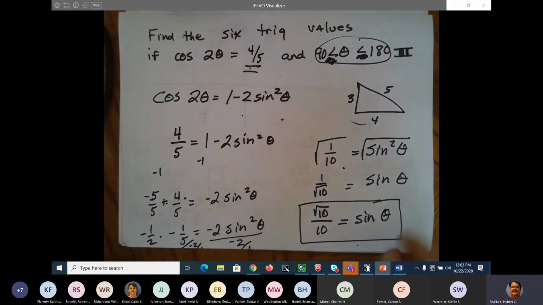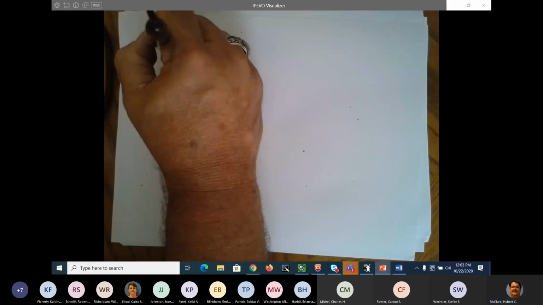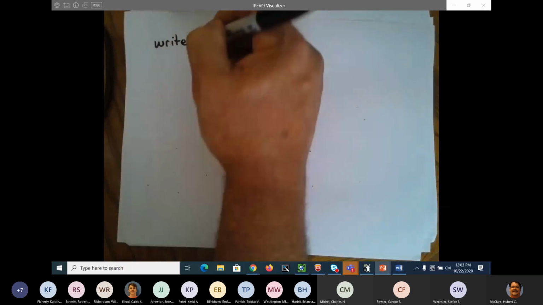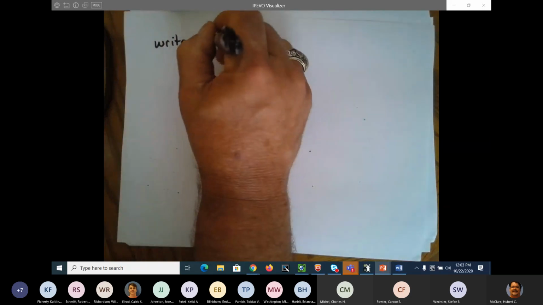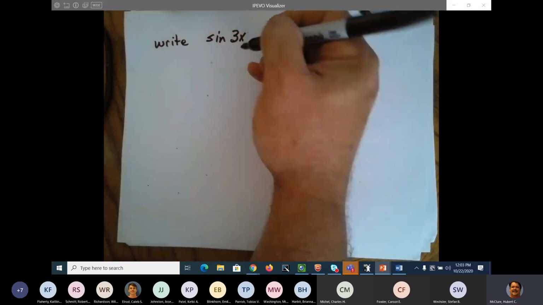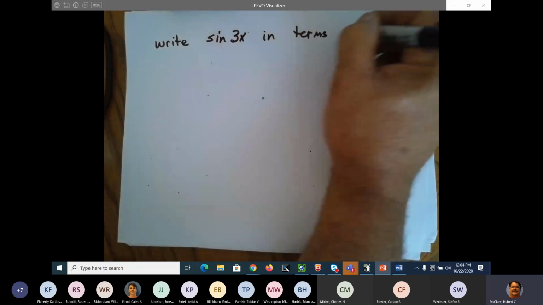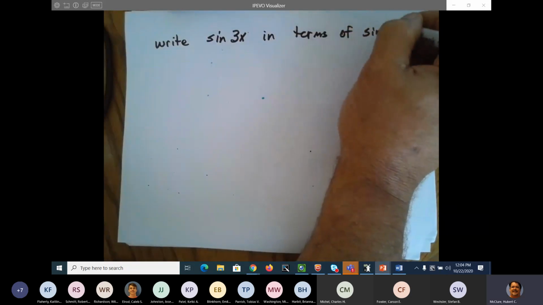All right, let's try another. I'm looking through your homework and seeing the ones that I'm thinking I might use. How about this one: write the sine of 3x in terms of the sine of x.